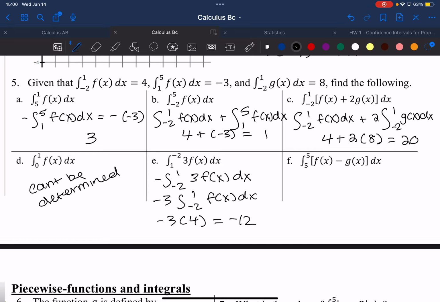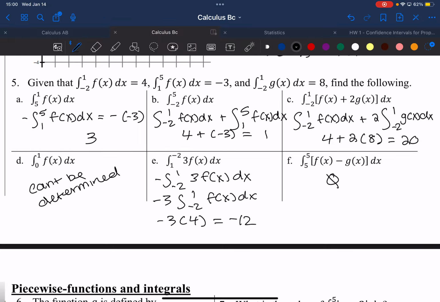For f, did we have to do any math here? No. How'd you know it was 0? Good. It starts and stops at the same number. So if you start and stop at the same position, do you go any distance? No. So it's 0. Any questions on number 5?